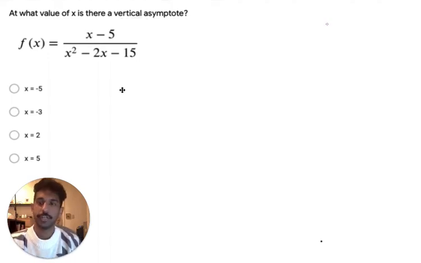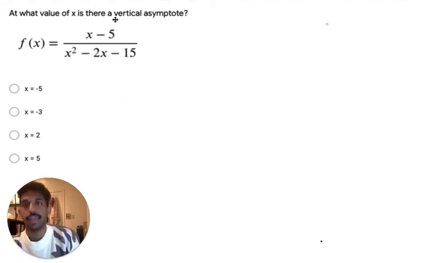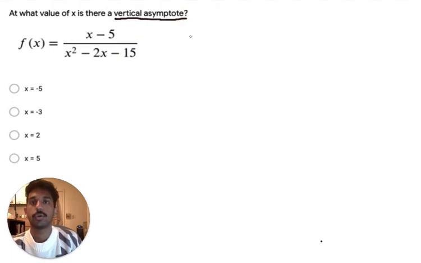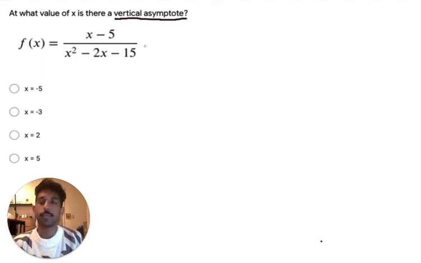This question is asking us at what value of x is there a vertical asymptote? So the question wants us to figure out where x is going to be undefined. In the previous question, we found another place where x would be undefined, but that was called a removable discontinuity because we could remove it.